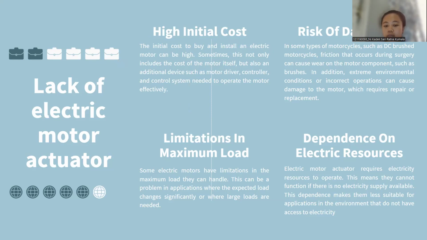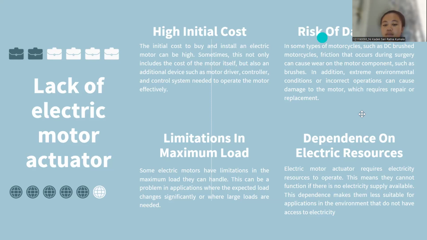Next, limitation in maximum load. Some electric motors have a limitation in the maximum load they can handle. This can be a problem in applications where the expected load changes significantly or where large loads are needed.